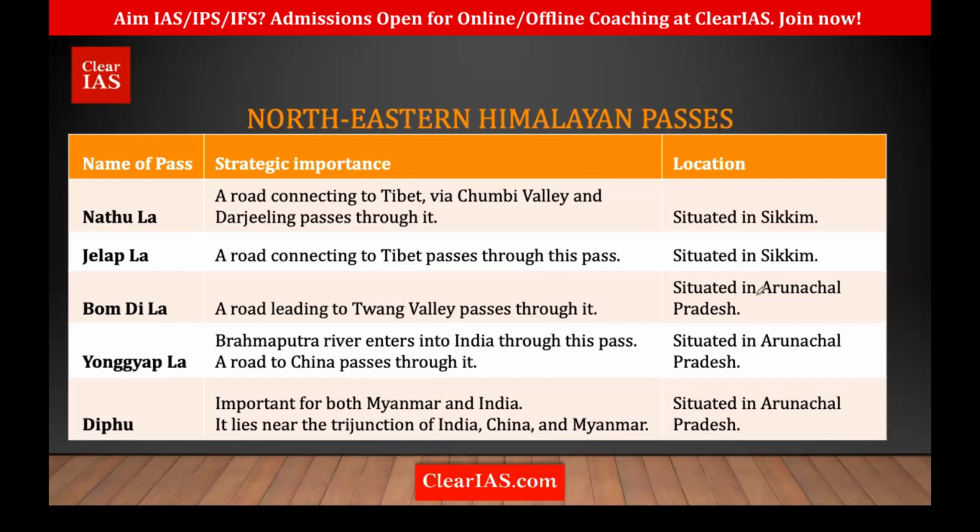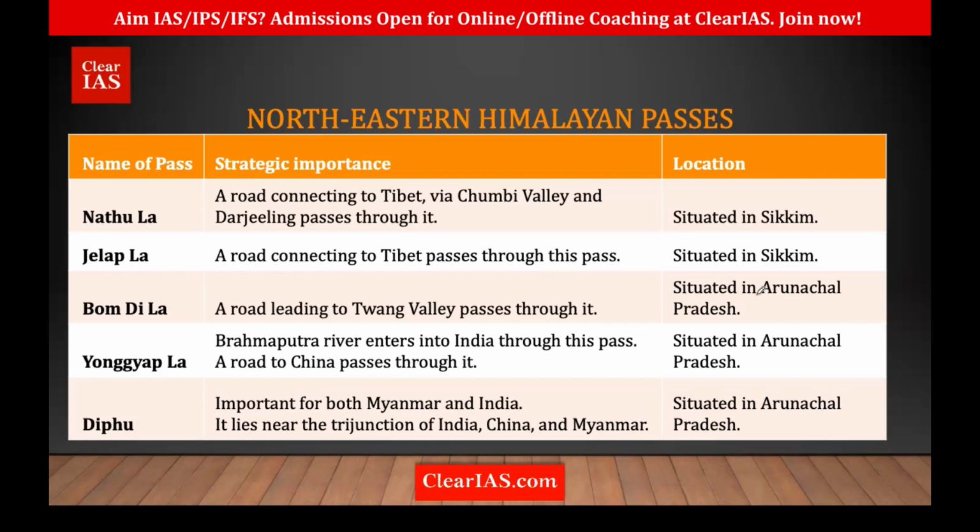The next three are in the north, in Arunachal Pradesh: Bomdila, Yongyap La, and Diphu. These are the three important passes in Arunachal Pradesh. So Bomdila is a road leading to Tawang Valley. Tawang is one important place in Arunachal Pradesh, mainly because China has continuously claimed Tawang as their part, although it is part of India. So this Bomdila connects to the Tawang Valley.